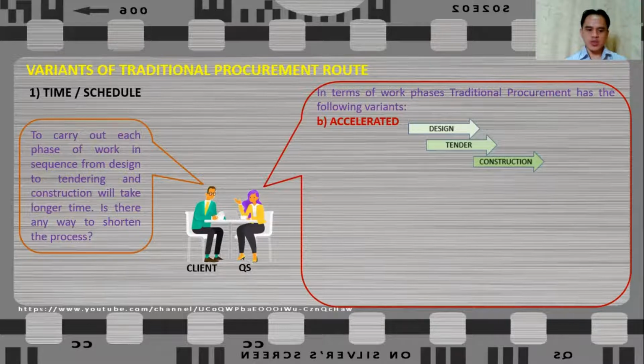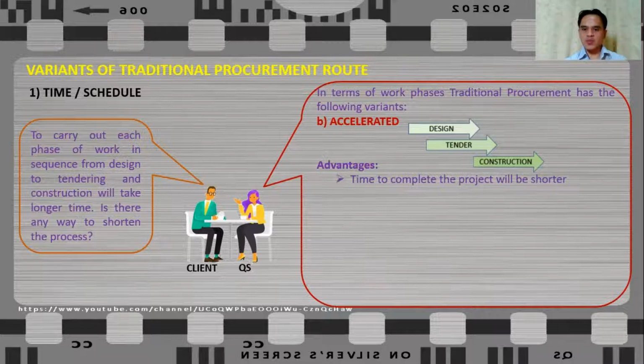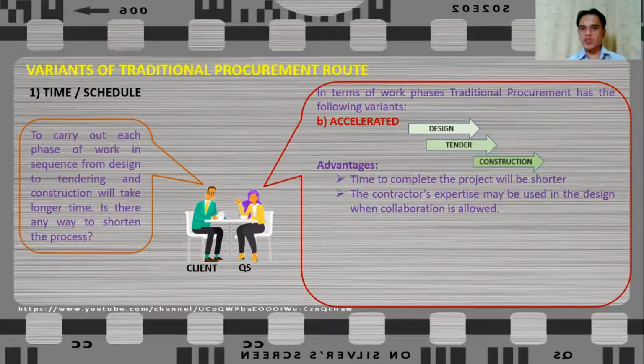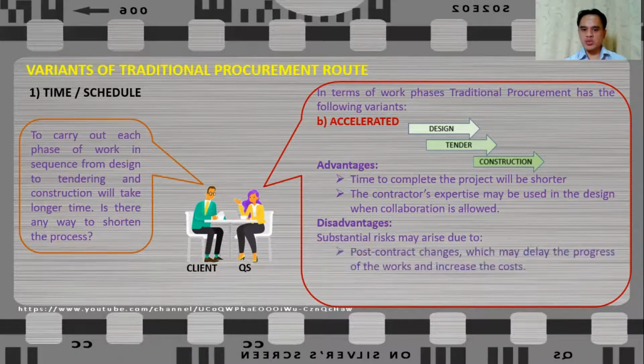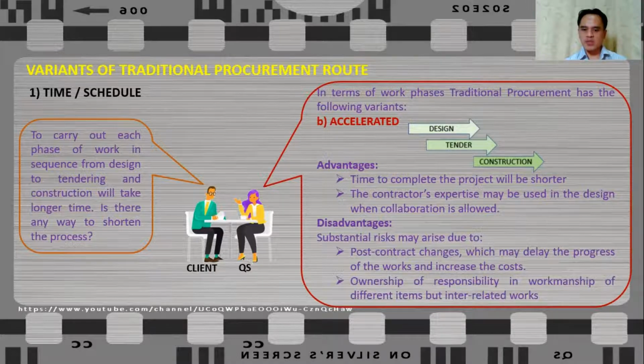Another way of doing accelerated route is to let the work in two-stage process, allowing the contractor to be selected before the design is completed. This enables the selected contractor to collaborate with the design team if allowed. Accelerated traditional procurement route will give you the following advantages. First, the time to complete the project will be shorter. Next is that the contractor's expertise may be used in the design team when collaboration is allowed. But the downside of accelerated traditional procurement route is that there may be a substantial risk that will arise due to post-contract changes, which may delay the progress of the works and increase the cost, and the ownership of responsibility and workmanship of different items but interrelated works.